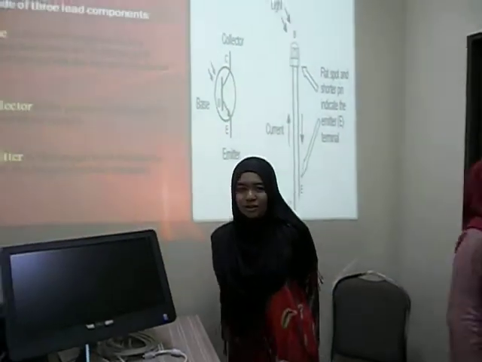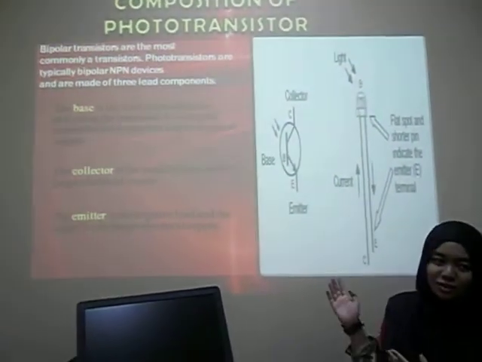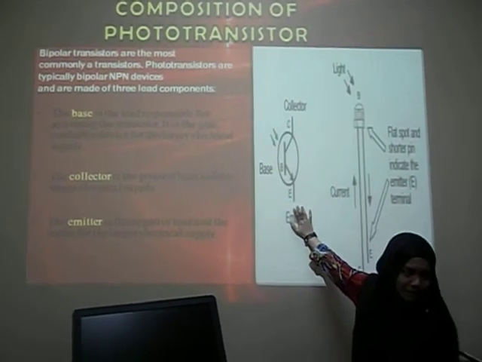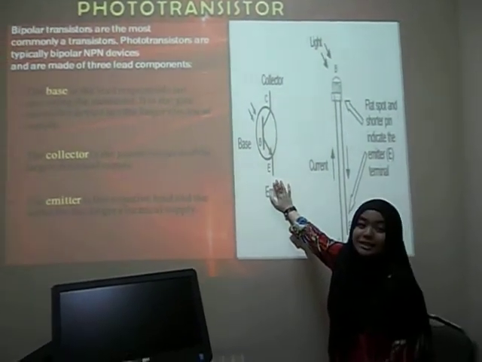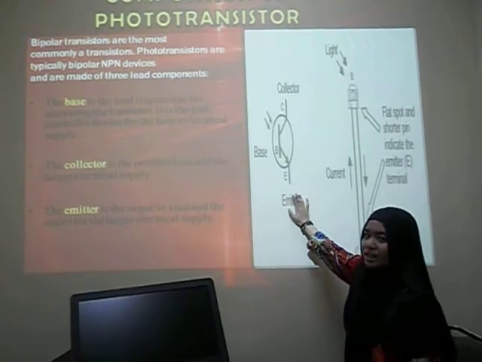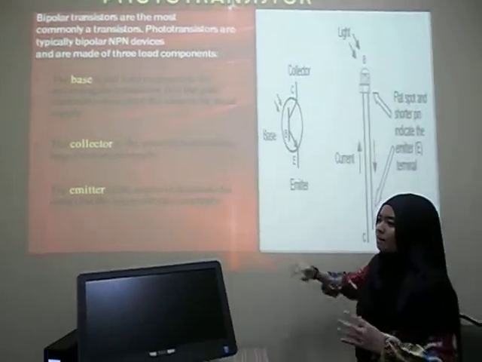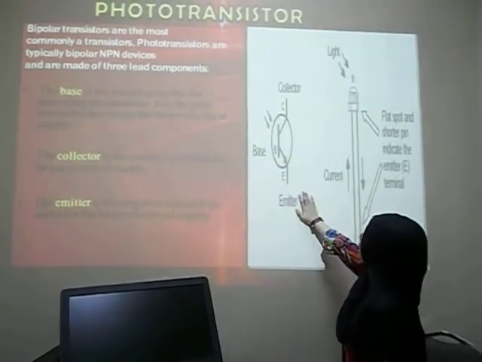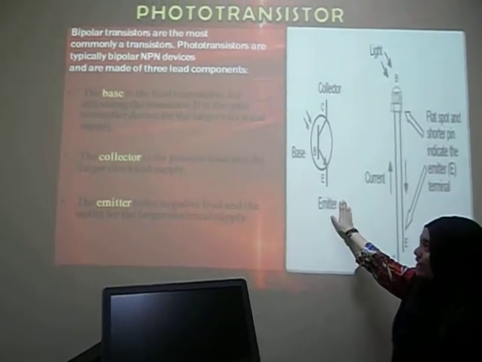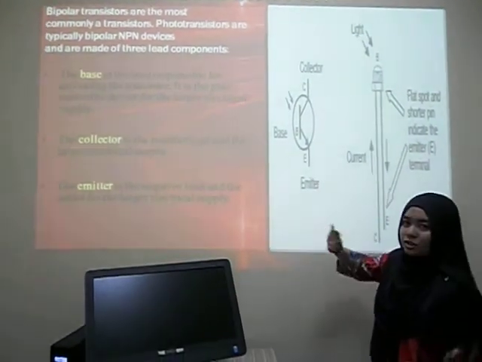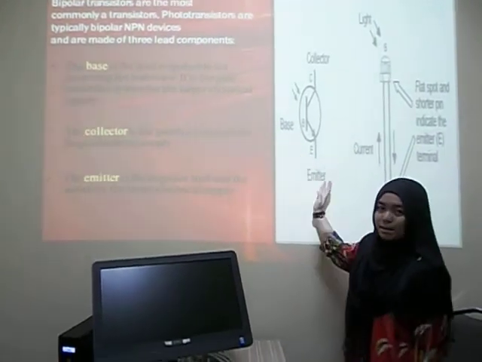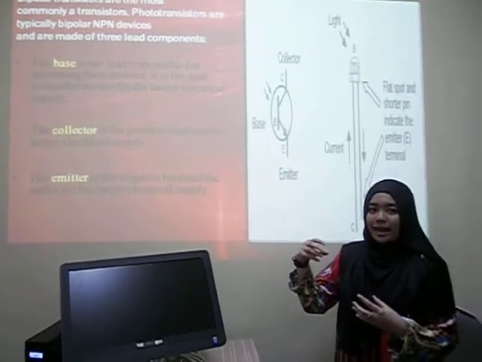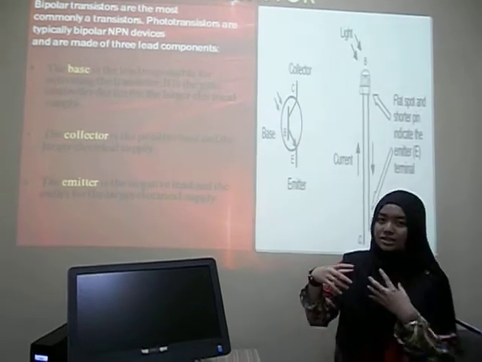Assalamualaikum warahmatullahi wabarakatuh. I will explain the composition of the phototransistor. As you see, this is the symbol of the phototransistor, which is actually a combination of an LED and a transistor. So we get the phototransistor. This is the NPN device, and it has three components: collector, base, and emitter. The base will detect the light and activate the transistor.